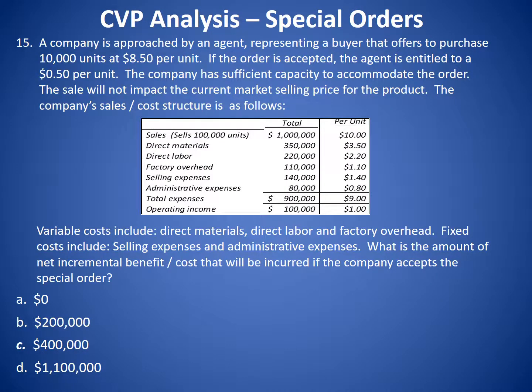Okay, question number 15 is a decision that has to be made based upon a special order. So we're going to apply cost, volume, profit decision processes to this special order. Should we accept the order or should we not accept the order? Now, a company is approached by an agent who represents a buyer who offers to purchase 10,000 units of production at $8.50 a unit.